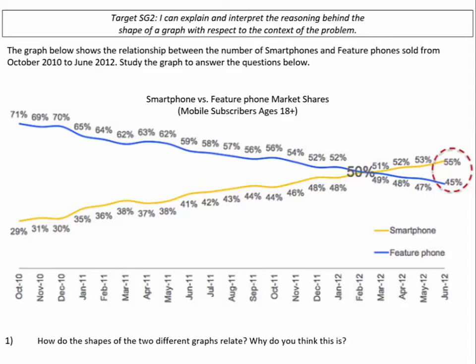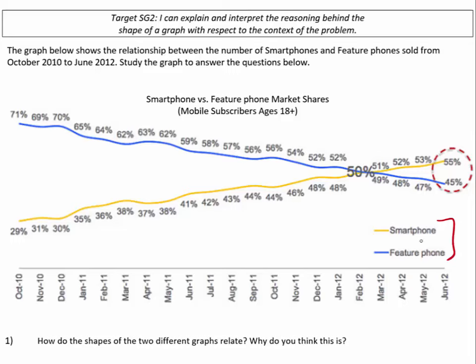The first thing that we need to notice is that there is a key. Usually on graphs like this, they have a key of some sort to let you know what line represents what variable or what individual. So we have smartphones, which is the yellow, the bottom graph here, and then feature phones, which if you guys don't know what a feature phone is, it's a flip phone or like a slider phone. It's one of those old ones.